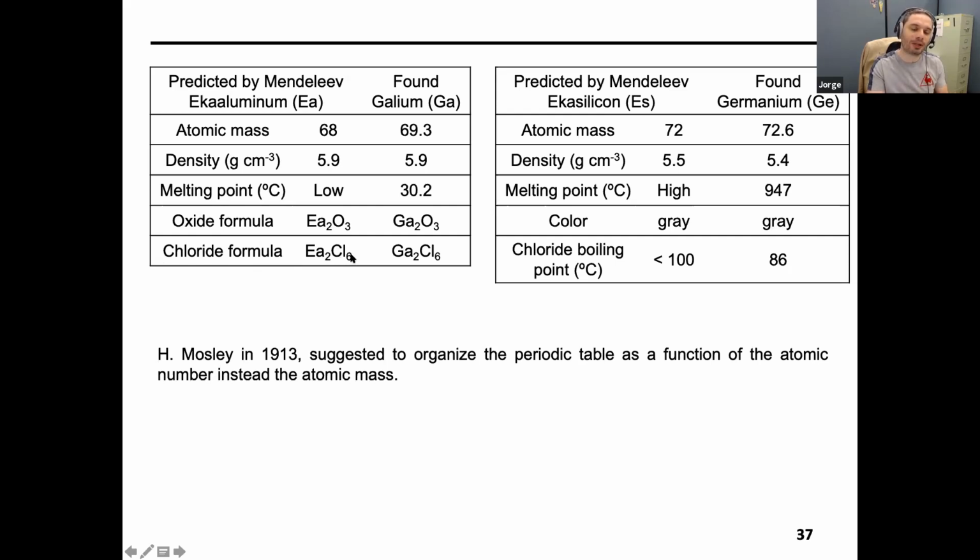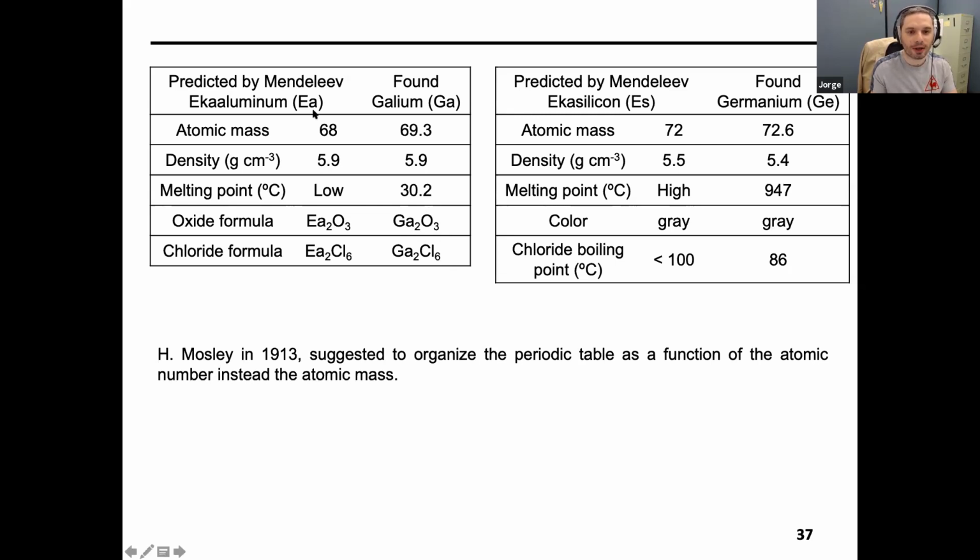When the element with atomic mass 68 was discovered, we know that this element is gallium. Actually, the atomic mass of gallium is 69.3. So very close prediction here. The density was spot on. The melting point for gallium is low, 30.2 Celsius. Gallium forms an oxide where there are 2 galliums and 3 oxygens, and the chloride has 2 galliums and 6 chlorine atoms in the formula.